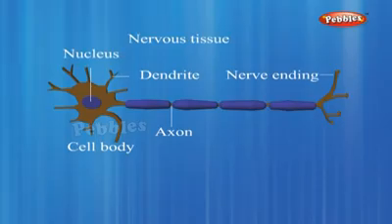A neuron consists of a cell body with a nucleus and cytoplasm from which long, thin, hair-like parts arise. Usually, each neuron has a single long part called the axon and many short, branched parts called dendrites. An individual nerve cell may be up to a meter long.